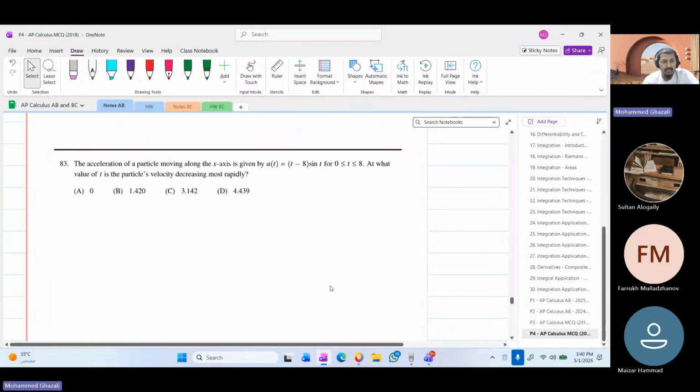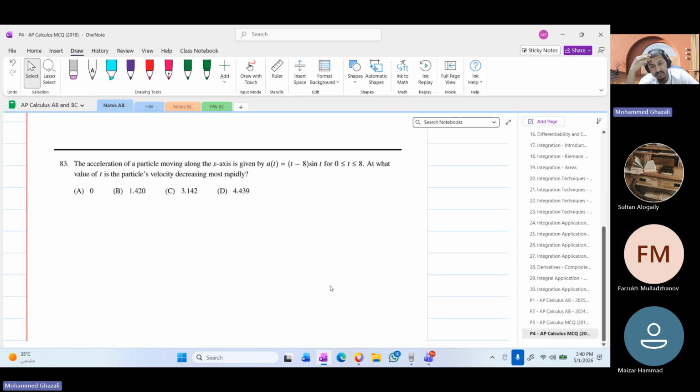Anyways, next one. The acceleration of a particle moving along the x-axis is given by a of t equals t minus 8 times sine t for 0 to 8. At what value of t is the particle's velocity decreasing most rapidly? Wait, one second. Let's try to interpret the question. Particle's velocity decreasing. That's already the acceleration. Okay?